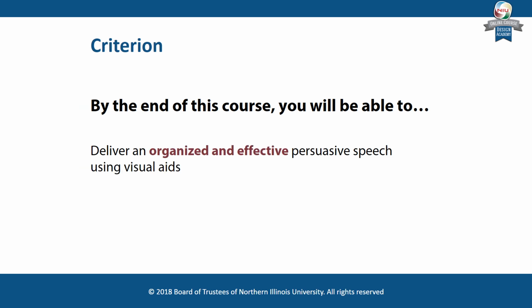This objective has 2 criteria. To be successful, the students must be able to deliver their speech so that it is organized and effective. Since effective is particularly difficult to judge, the assessment for this objective would need to have a further description or rubric to help students understand how they can be effective.